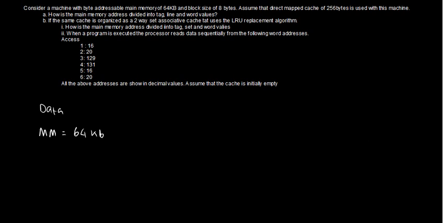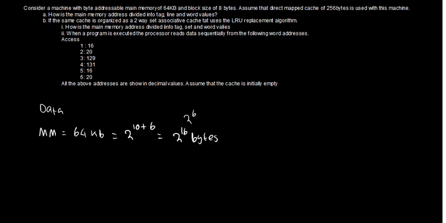So first of all, what is 64? We know it's in kilobytes, so it's going to be 2 to the power 10 plus, and 64 is 2 to the power 6, as you can check on your calculator. So 2 to the power 10 times 2 to the power 6 gives us 2 to the power 16 bytes.